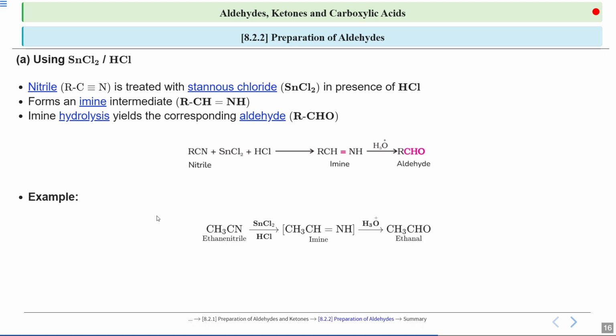If you look at this particular example, this is ethane nitrile. There are two carbon atoms and one nitrile group. When you treat it with SnCl2 and HCl, you get an intermediate which is an imine. And when you further hydrolyze it, you get an aldehyde. In aldehyde, the E of alkane is replaced by Al. Since there are two carbon atoms, this will be ethanal. This reaction is very famously called the Stephen reaction. So you need to remember the name, that this reaction is called the Stephen reaction.